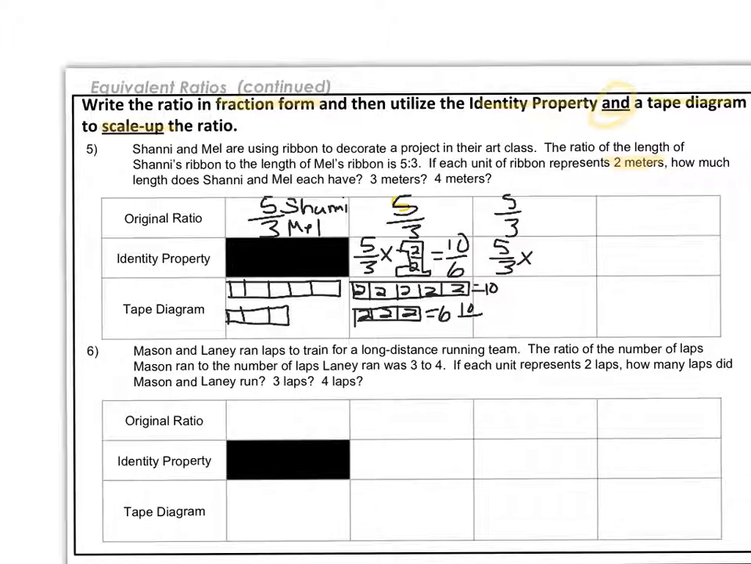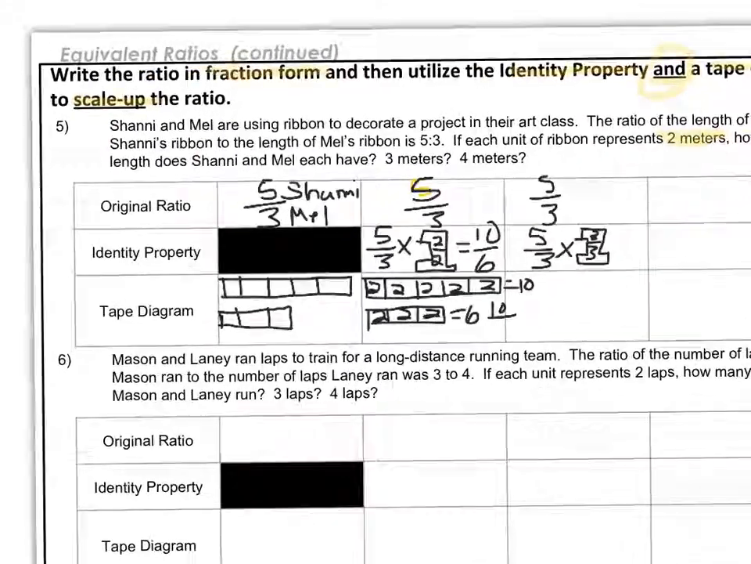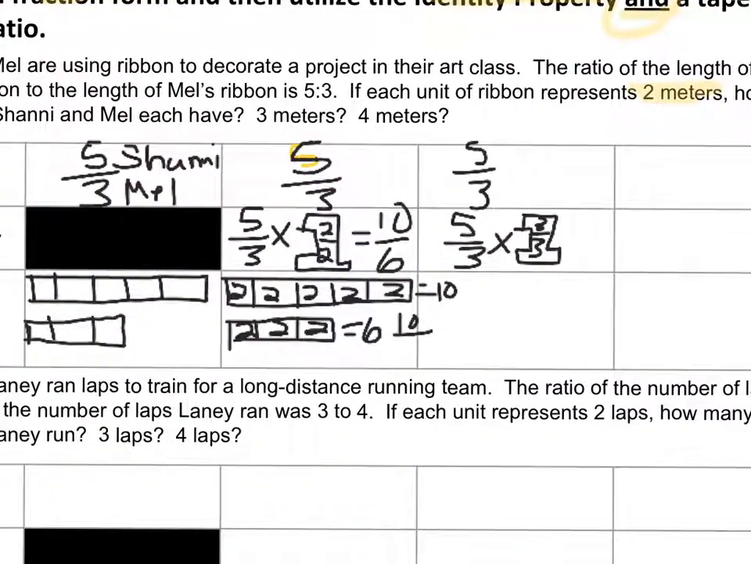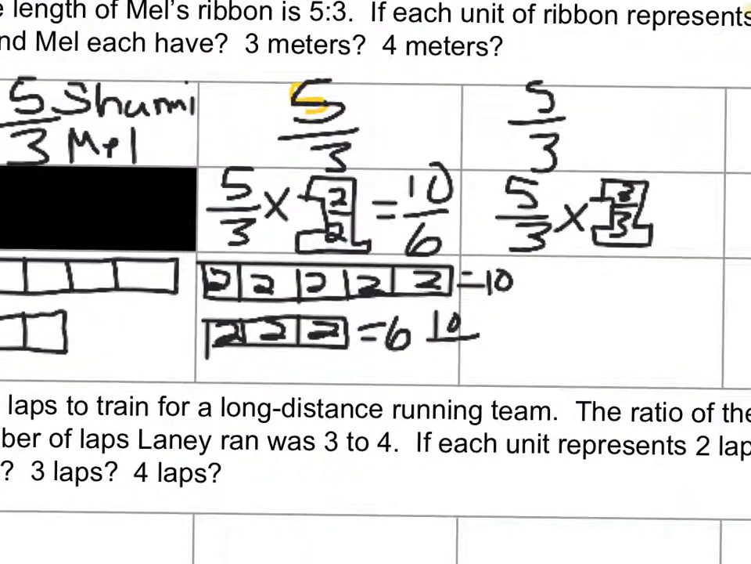We're going to utilize the identity property, so I'm going to write it right here, and we're going to multiply now by 3. We're scaling it up by 3, so the numerator and denominator are both multiplied by 3. Okay, 5 times 3 is 15. 3 times 3 is 9. So it's scaled up to 15 ninths. Well, what would that look like using a tape diagram?